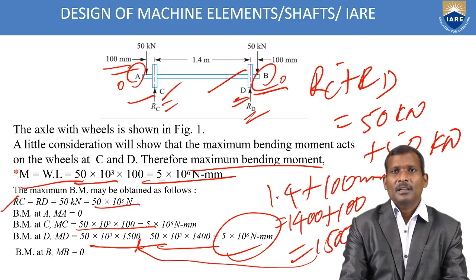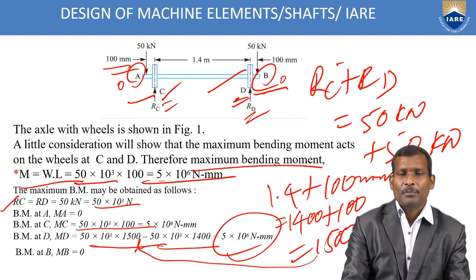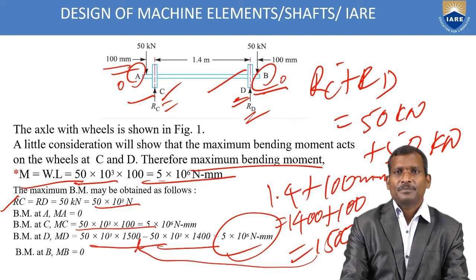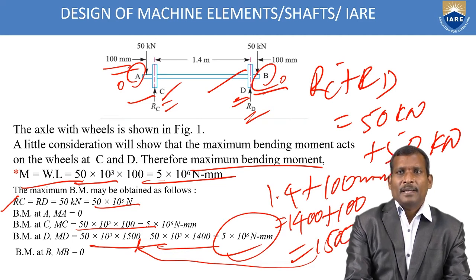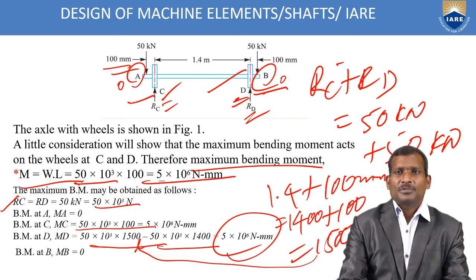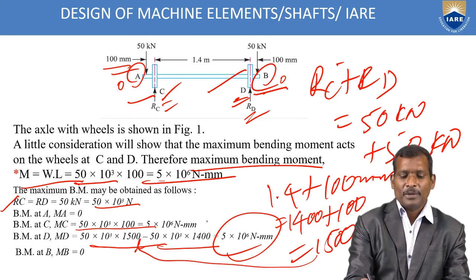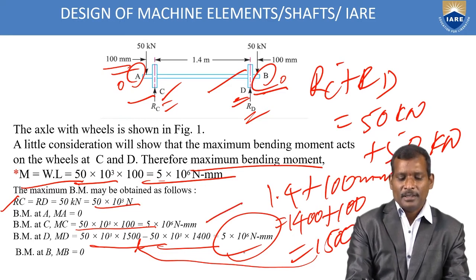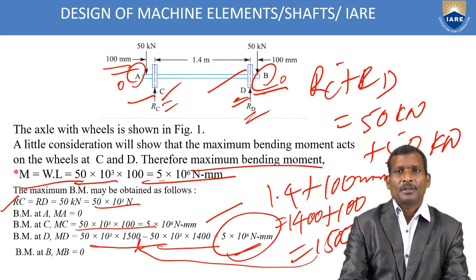So we are taking bending moment about A point. And then the bending moment at B, already you know, is 0. So what is the maximum bending moment? At C it is 5 into 10 to the power of 6 and at D also 5 into 10 to the power of 6 Newton mm. The same bending moment acts at points C and D.